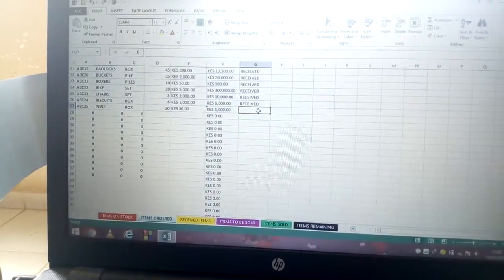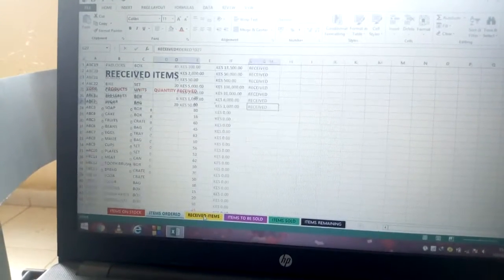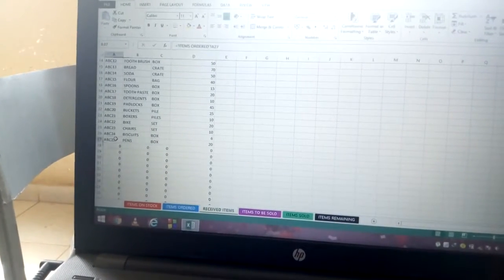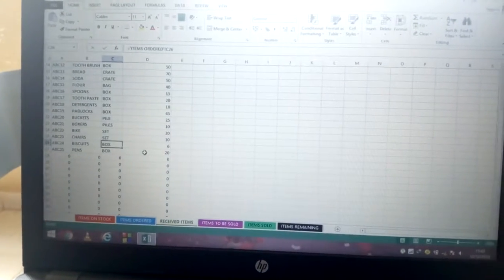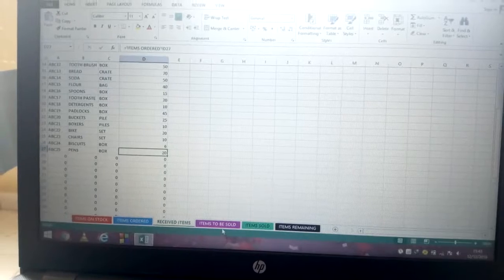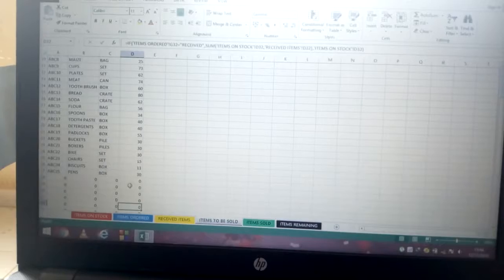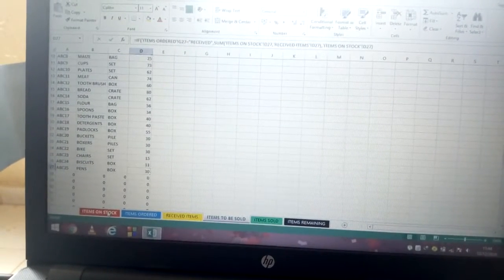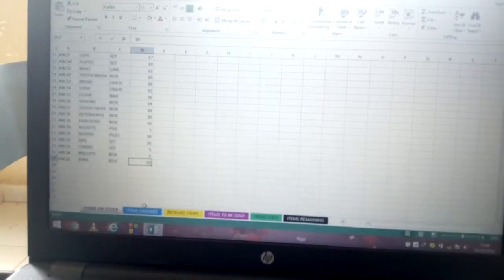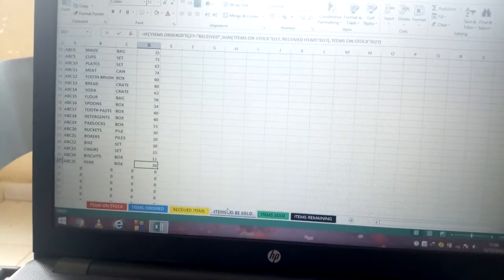So we have to confirm if the item is received or not. Let's say the item is received. If the item is received, we have the box. Automatically it comes to the received items. So we have pens, then box. Let's go to our next sheet, which is items to be sold. Let's say our pens: the total number of items to be sold comprises items on stock, which are the pens of 10, then items ordered, pens are 20. So the total quantity of pens to be sold is 30.